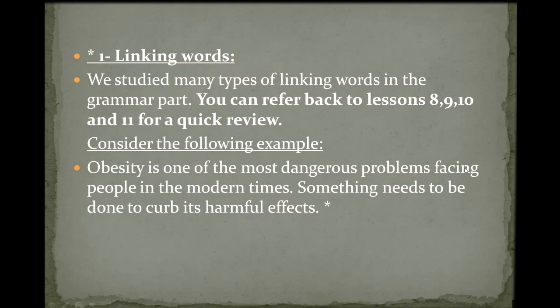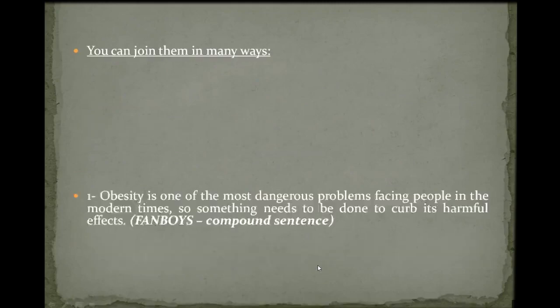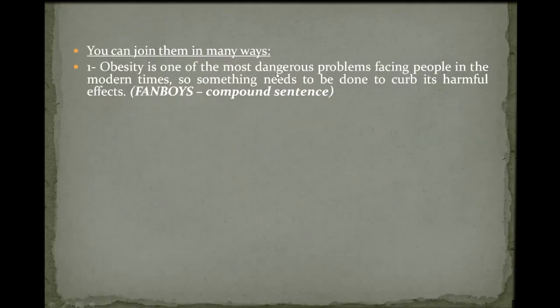Obesity is one of the most dangerous problems facing the people in the modern times. Because of this reason, something needs to be done to curb its harmful effects. Cause and effect. So we can use any linking words that we studied in the previous lessons 8, 9, 10, and 11 to connect them, which are related to cause and effect. Let's see some examples. First one: obesity is one of the most dangerous problems facing people in the modern times, so something needs to be done to curb its harmful effects. We're using one of the fanboys to create a compound sentence. You have an independent clause here, an independent clause there, and one of the fanboys. So that's a compound sentence.